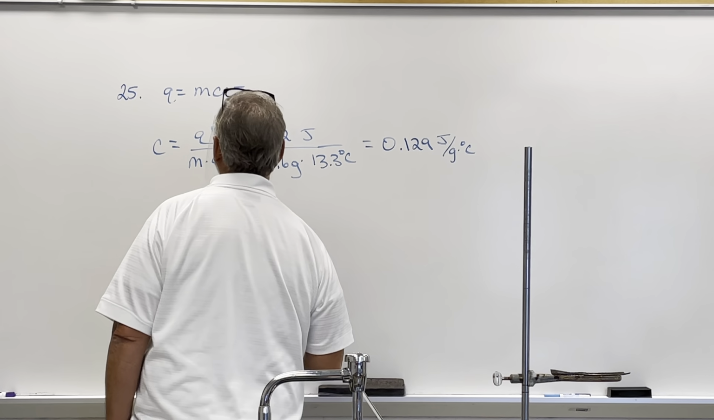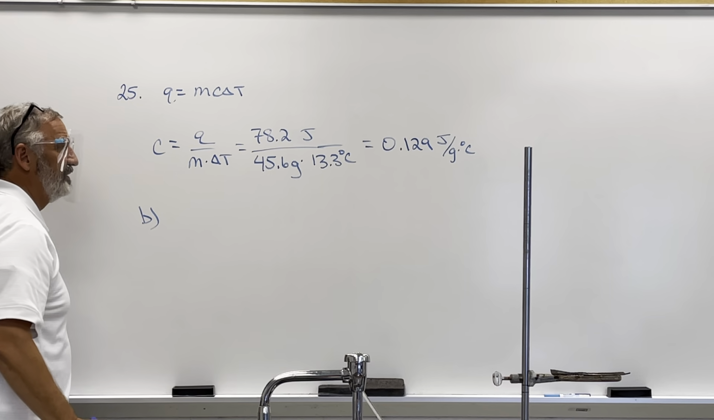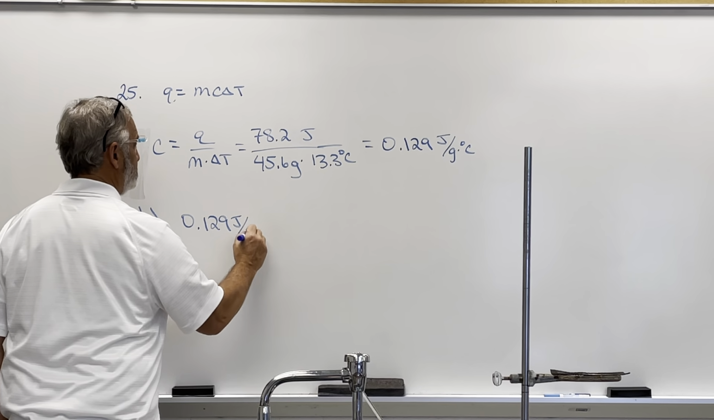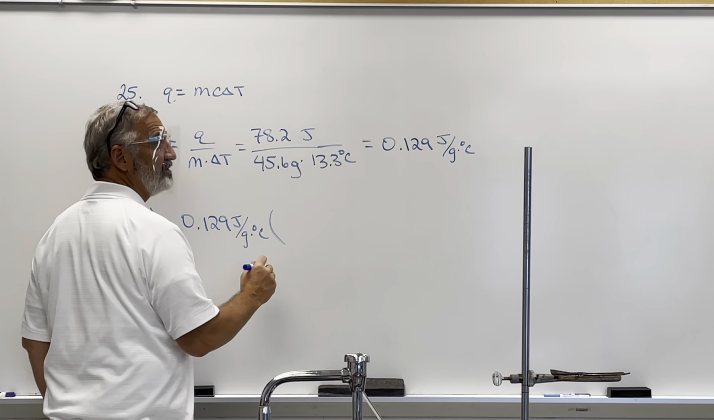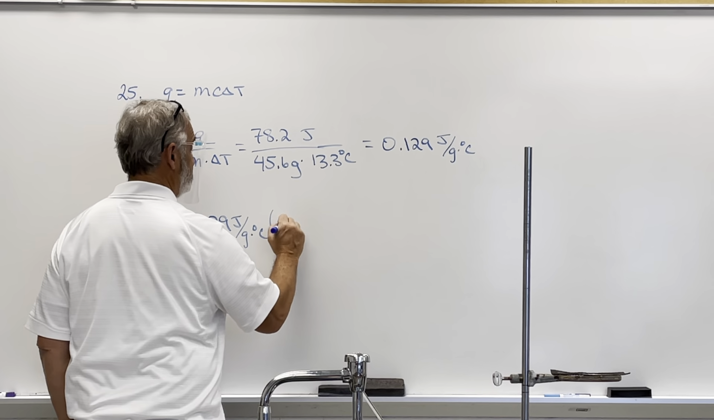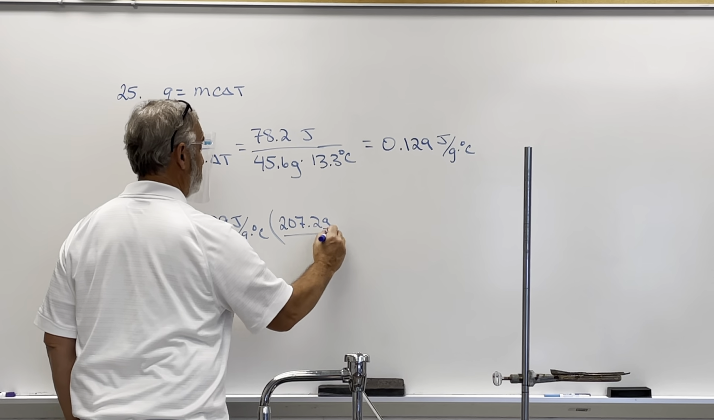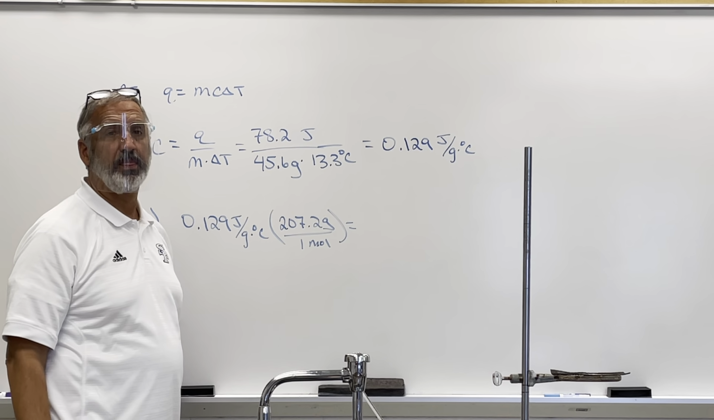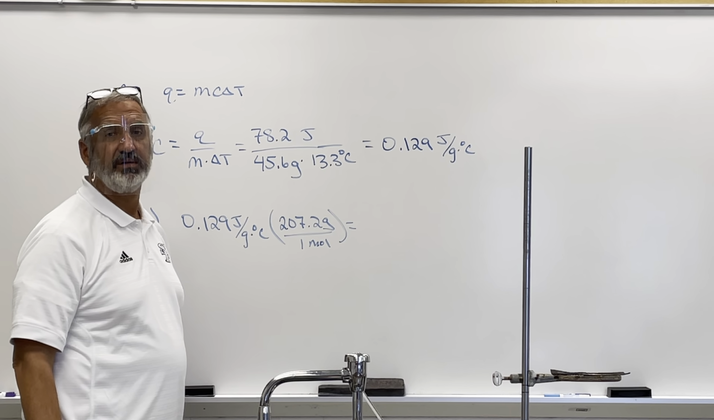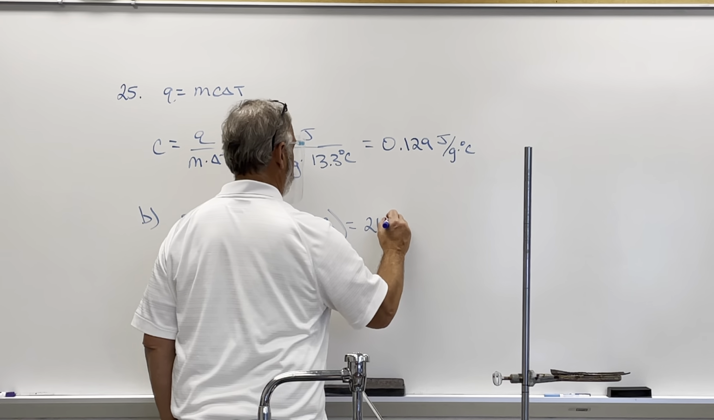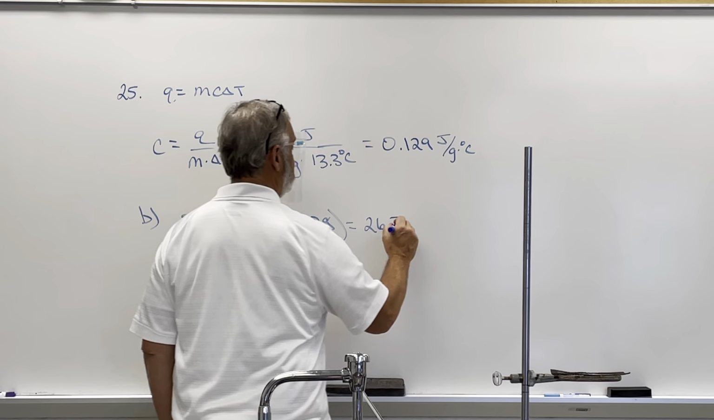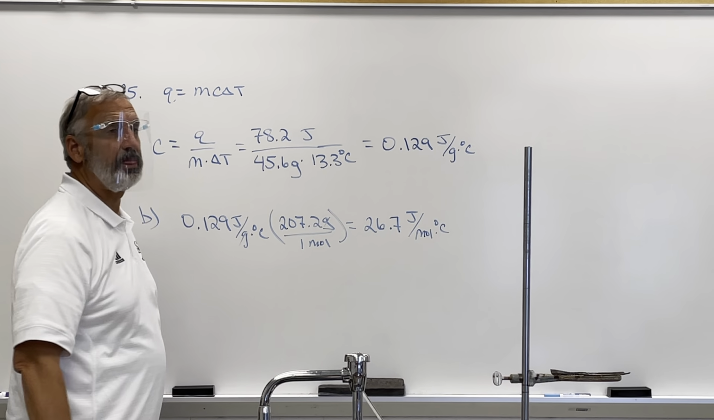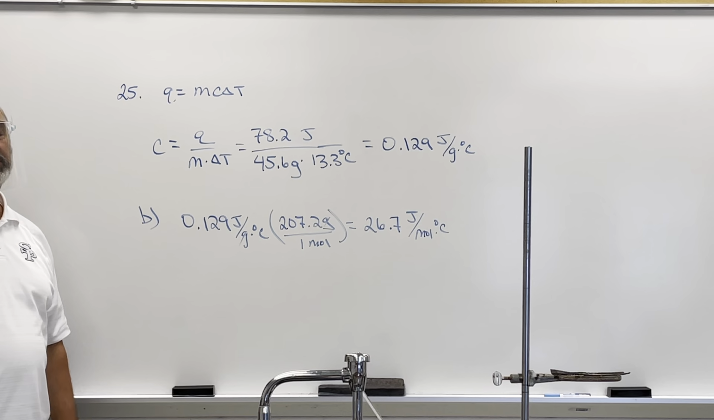Now, how do I change that to molar heat capacity? Multiply by the molar mass of lead, which is 207.2. And that all turns out then to equal 26.7. And grams cancel, so it's joules per mole degrees Celsius. All right? Pretty straightforward problems.